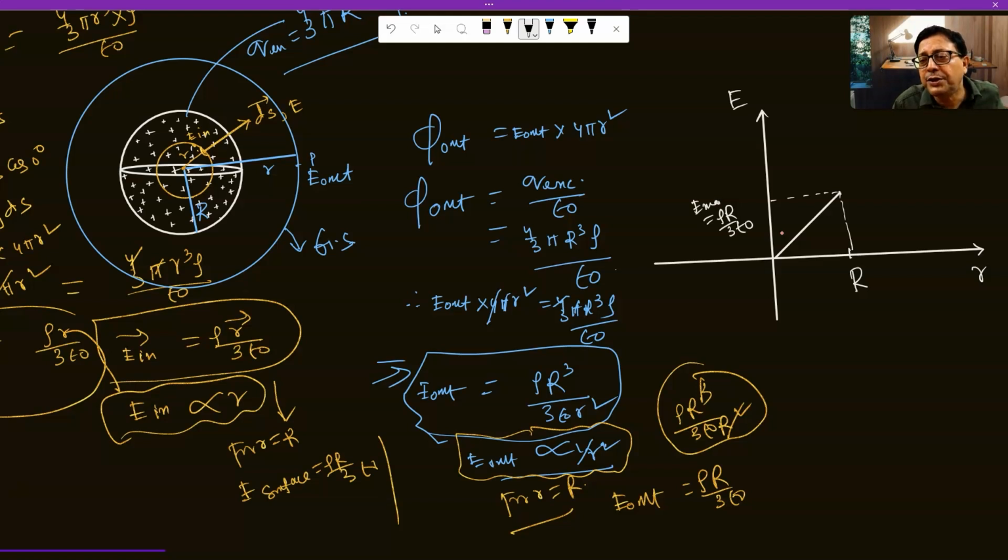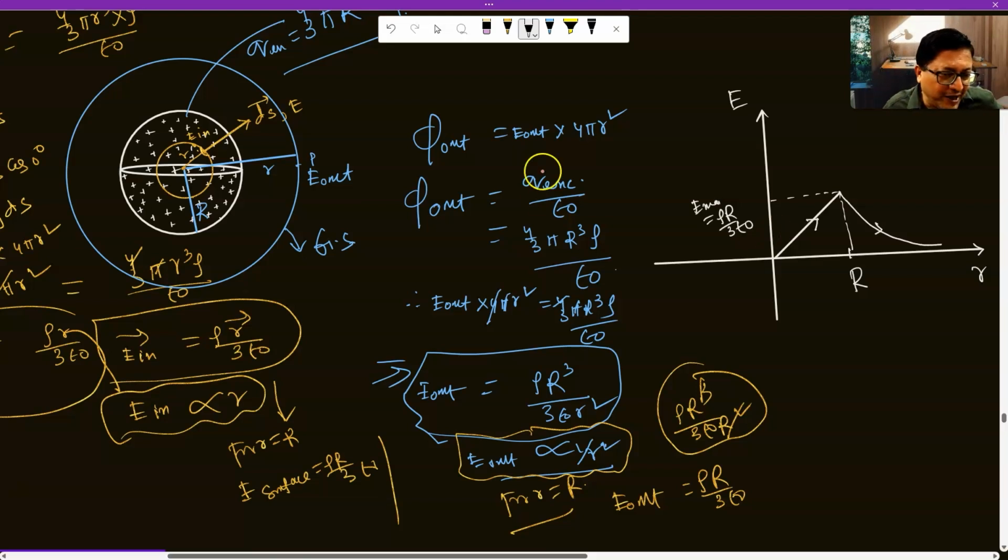Inside it is rho r by 3 epsilon 0. Then it falls rapidly because it is proportional to 1 by r squared. Clear? So this is the electric field due to a charged sphere. Keep this data in your mind. Outside it is proportional to 1 by r squared. Inside it is rho r by 3 epsilon 0. So many good problems can be solved based on this.